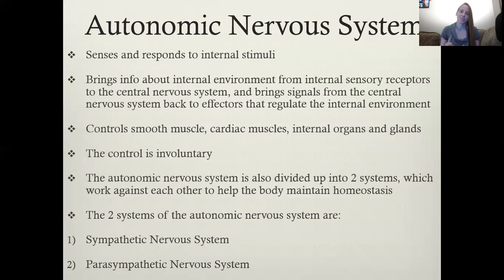environment. It controls smooth muscle, like what you would find in your digestive system, cardiac muscle, like in your heart, and other internal organs and glands, from your pancreas to your thyroid gland and adrenal gland. This control is involuntary, so it's nothing that you can actually think about and do. The autonomic nervous system is then further divided into two different subsystems, the sympathetic and the parasympathetic nervous systems.